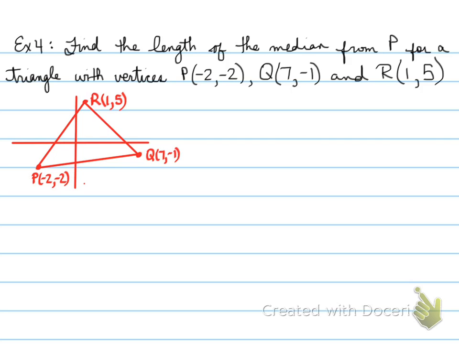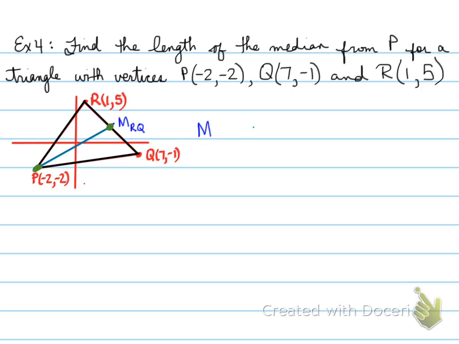The median from P must go through the following. From P to some point. Median means it must go through the midpoint of the opposite side. So we find the midpoint of QR, which would be roughly there, and we connect that midpoint, capital M, of QR to P. This, folks, is the median. It goes through the vertex and cuts the other side in exactly 2 equal pieces.